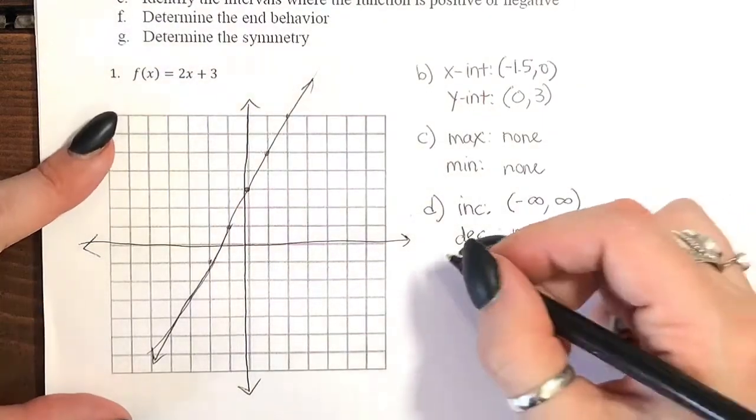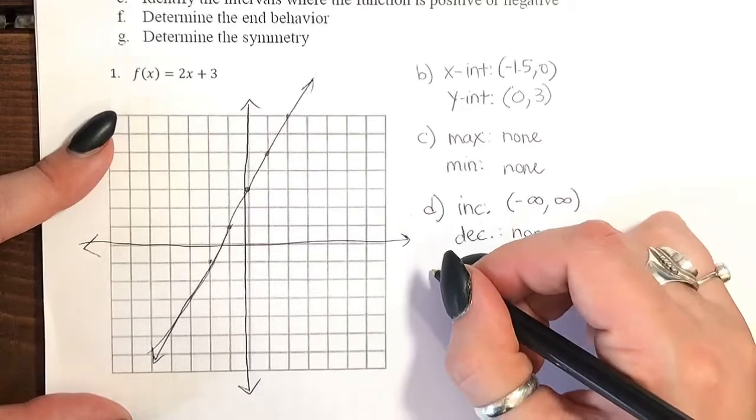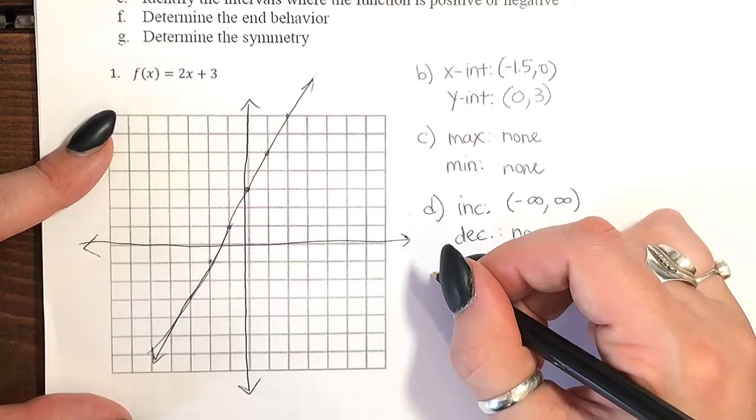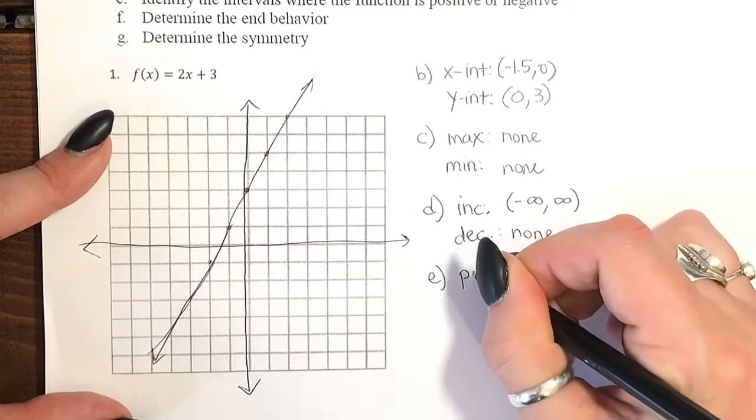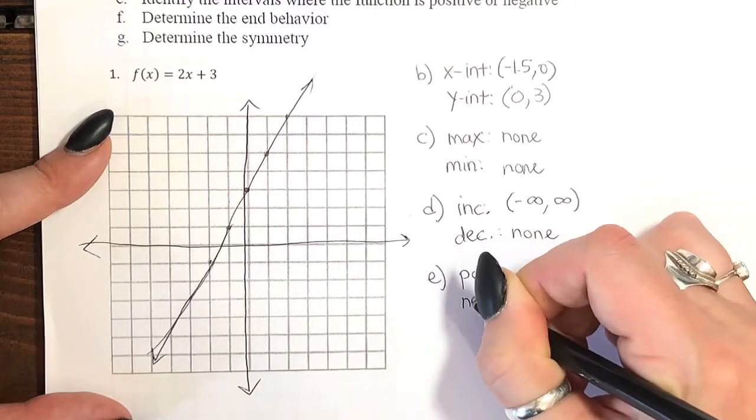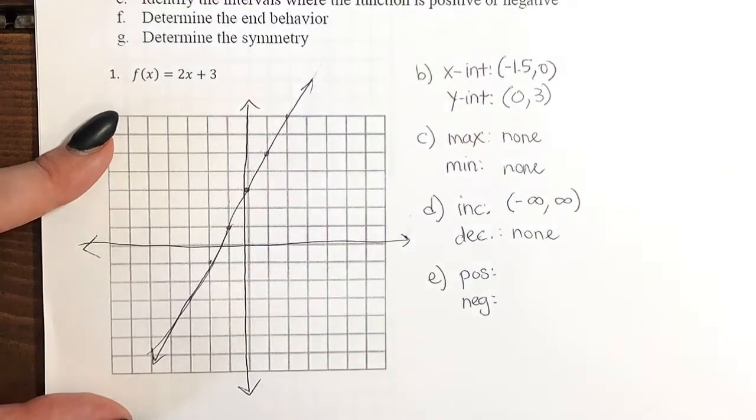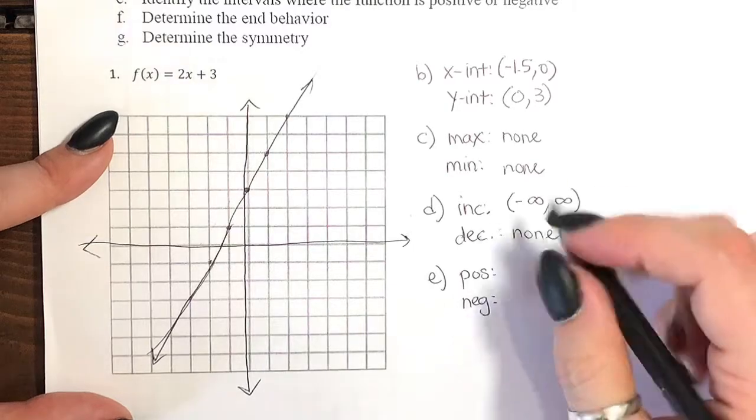Okay. And then on part E is our positive and negative intervals. So remember, positive and negative. Sorry, I have my window open. Someone's revving their engine. I don't know if you guys can hear that.